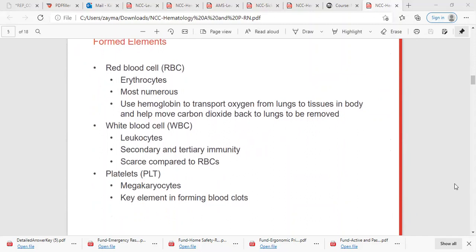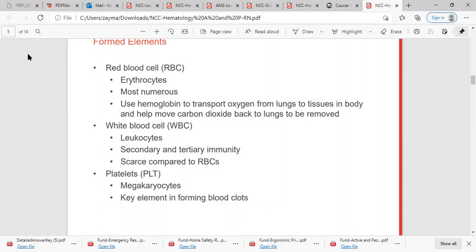Your red blood cells are responsible for delivering oxygen to the tissues and then removing carbon dioxide from the tissues and delivering it back to the lungs to be expelled, right, through exhalation. The red blood cells are the most abundant. The medical term for red blood cells is erythrocyte. White blood cells are much less abundant than red blood cells. However, they bear a lot of responsibility.